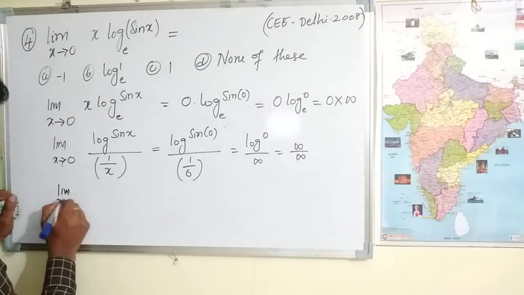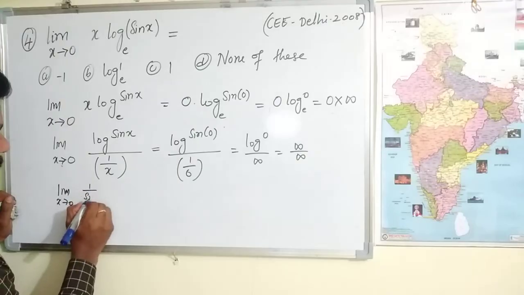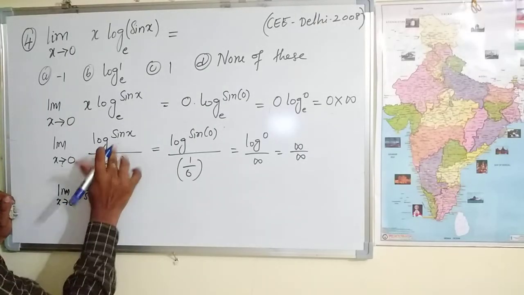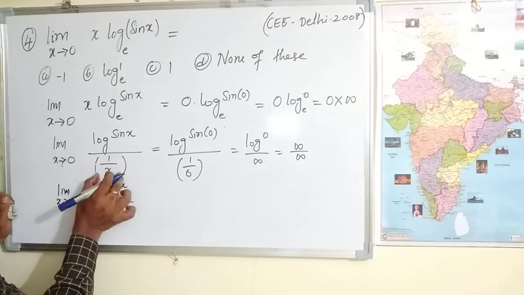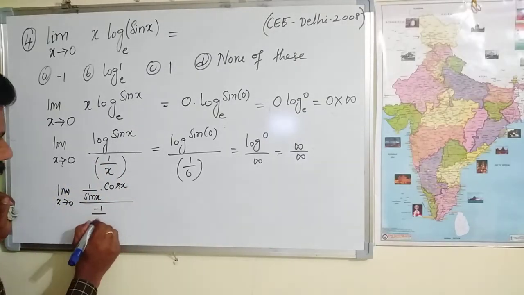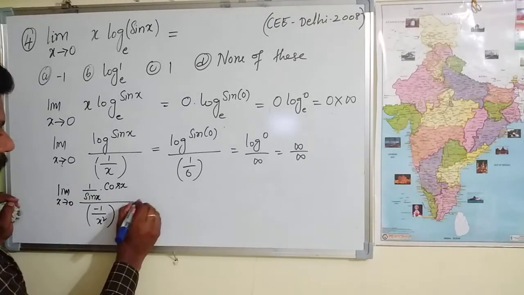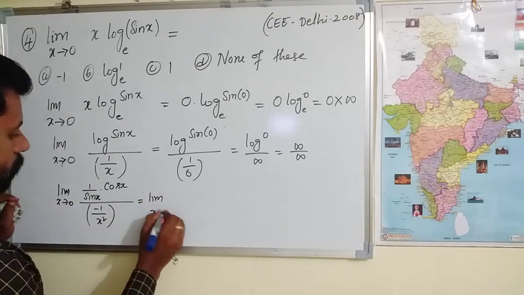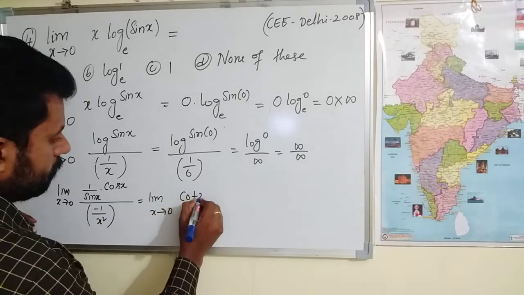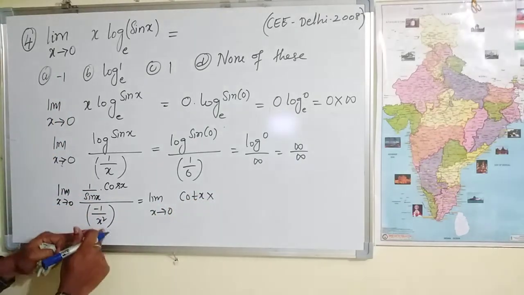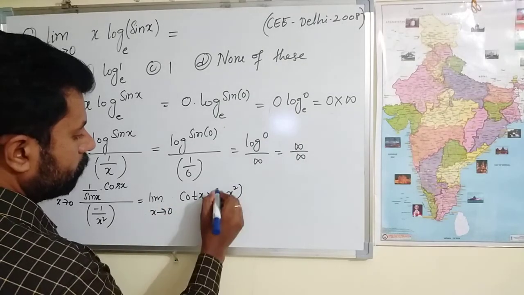Limit x tends to 0, the derivative of log of sin x is 1 by sin x into the derivative of sin x, which is cos x, divided by the derivative of 1 by x, which is minus 1 divided by x square. Now this result can also be written as limit x tends to 0, cos x by sin x is cot x, into minus 1 by x square.